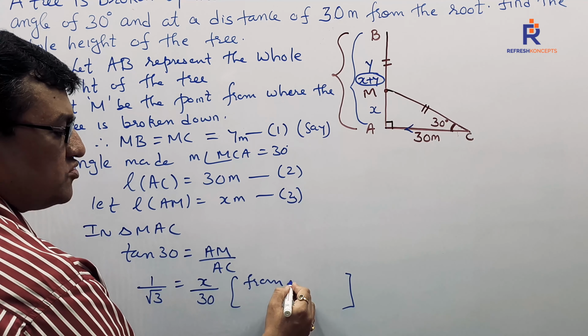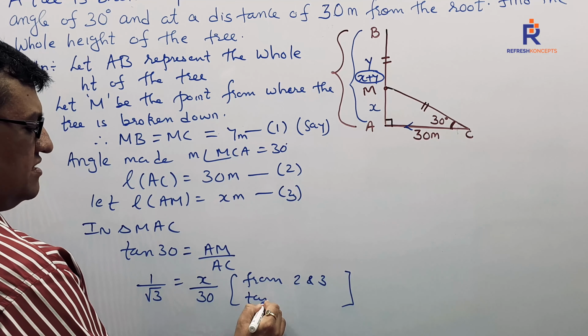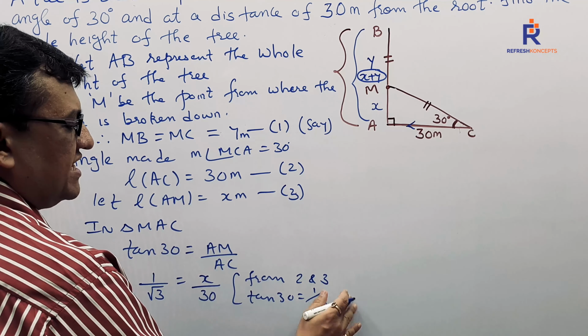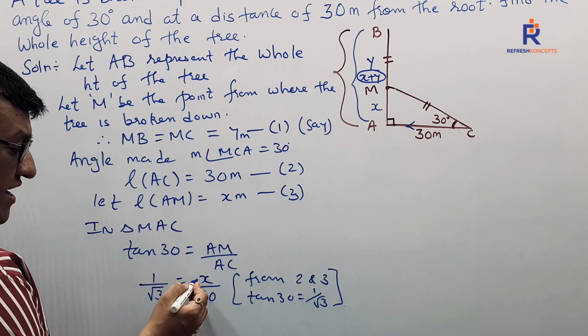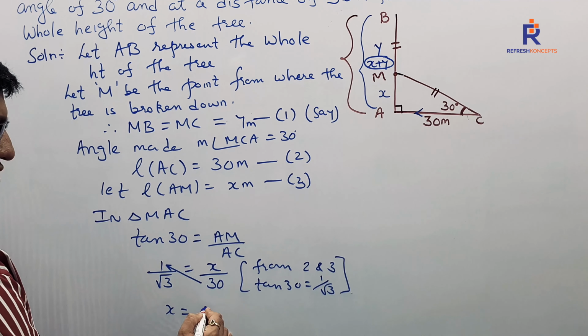30 is what we have said. So from 2 and 3. Moreover, what is tan 30? Tan 30 is 1 by root 3. So that's what I can say besides this as a reason. Now I want to find the value of X. Simply cross multiply. X is equal to what?